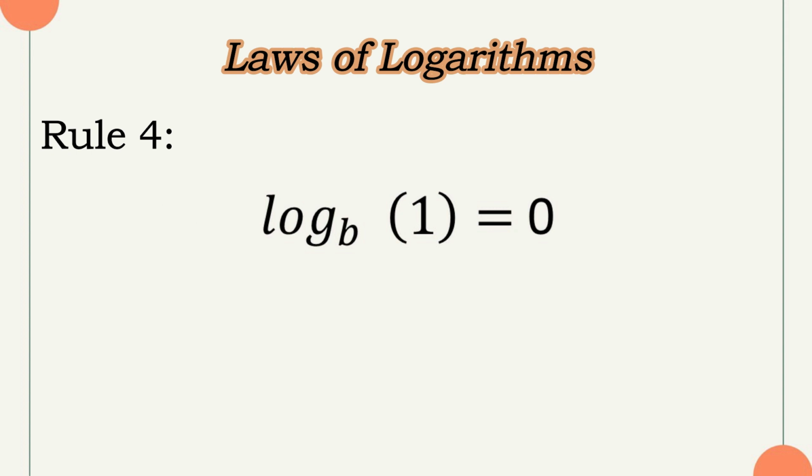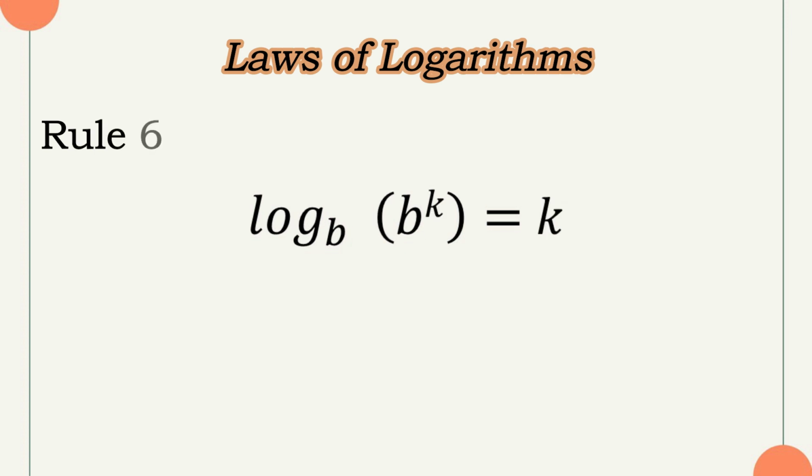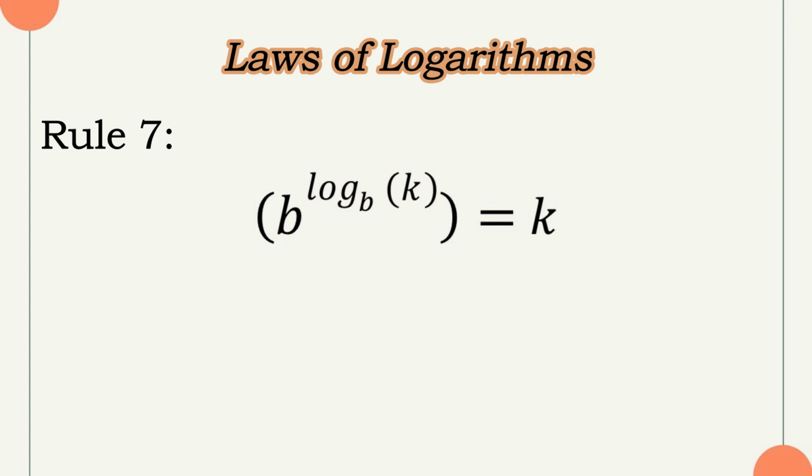Number 4. The logarithm of 1 to the base b equals 0. Number 5. The logarithm of b to the base b equals 1. Number 6. The logarithm of the quantity b to the power of k to the base b equals k. Number 7. b to the power of the logarithm of k to the base b equals k.